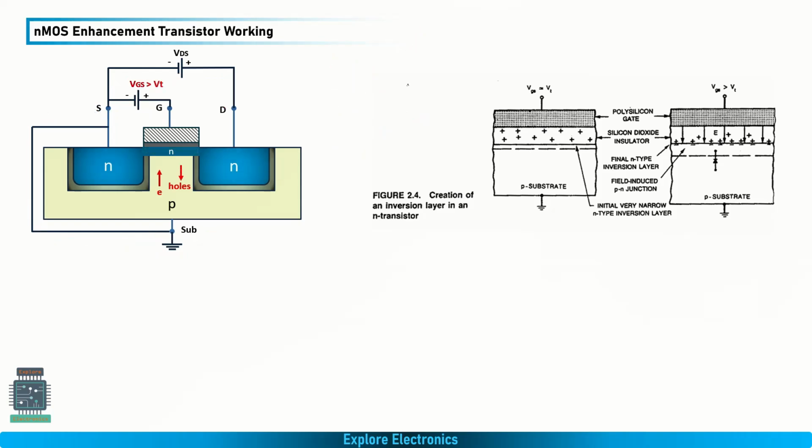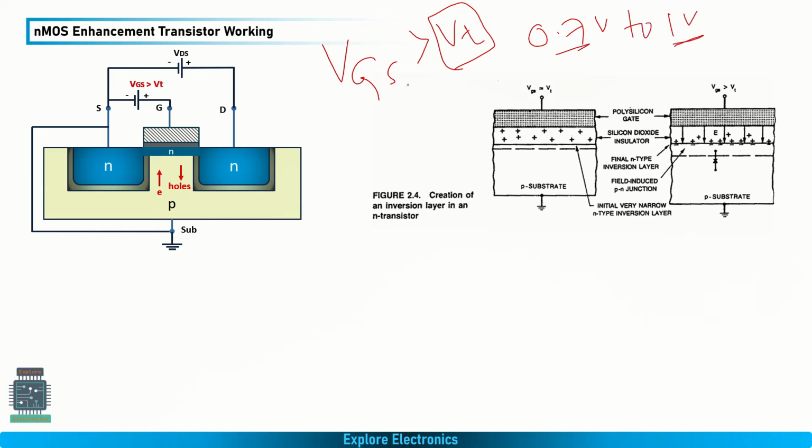If we apply the voltage from the gate terminal, and the gate voltage VGS is greater than the threshold voltage VT, that is the level of voltage from the gate needed to create a channel between source and drain. In other words, it is the minimum gate voltage required to create the channel between source and drain in an nMOS enhancement transistor, that is VT. Generally, in a silicon transistor, this VT will be 0.7 volts to 1 volt. So this is the threshold voltage. We need to apply a voltage from the gate more than that to create a channel between source and drain.